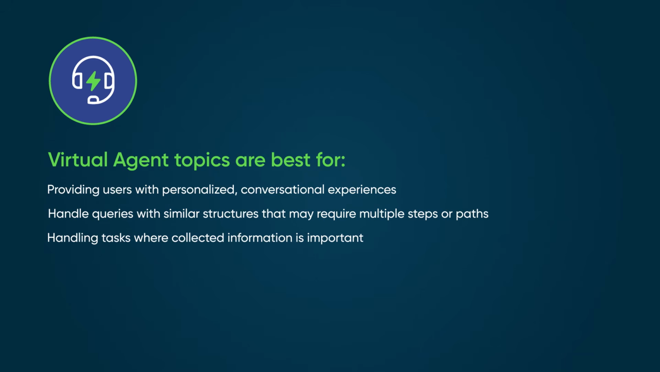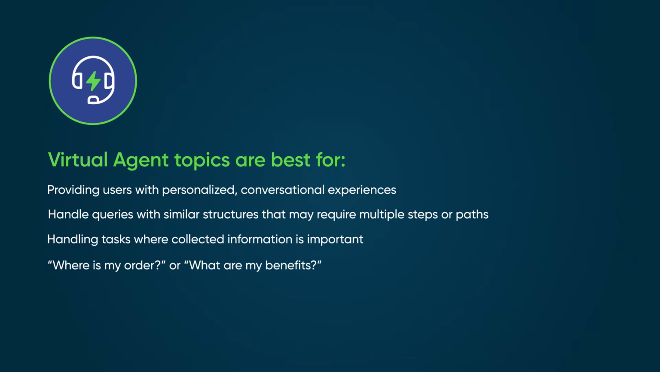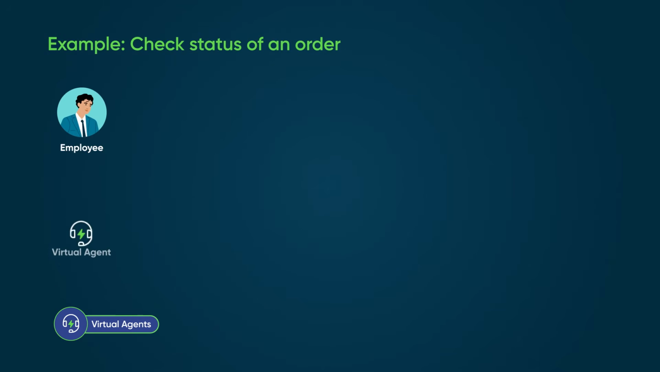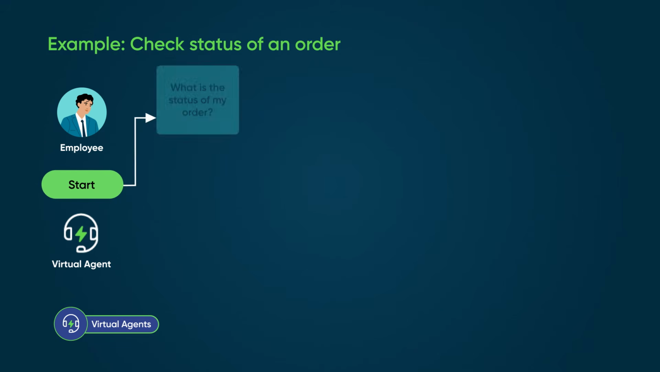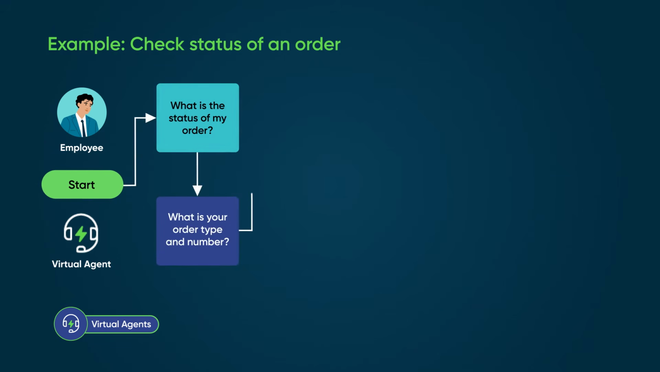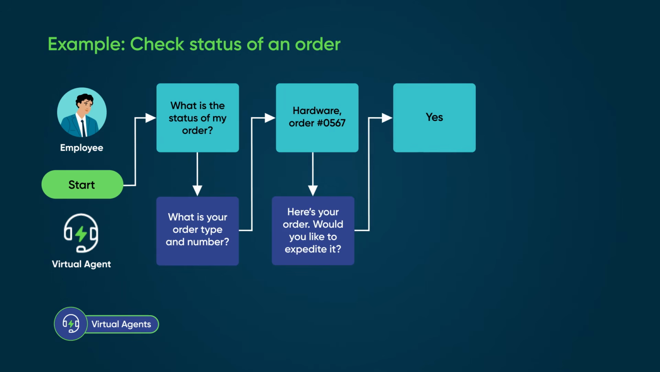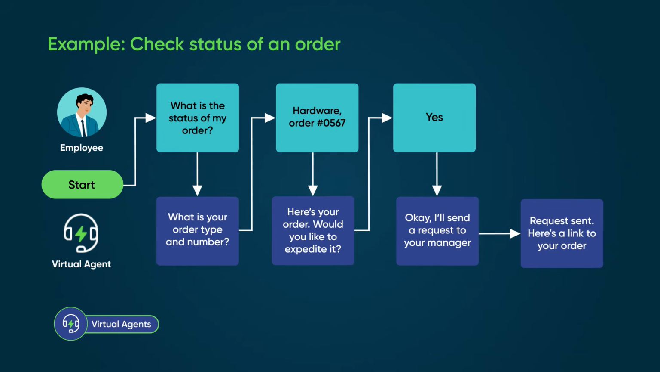They are good at handling tasks where information collected from the user is important, such as "Where is my order?" or "What are my benefits?" In this example, an employee engages with Virtual Agent to check the status of an order. The topic gathers information and asks the user for validation at each step. It also gives the employee the option to expedite the order, and if so, sends the approval to the employee's manager. Finally, it provides the employee with a link to the order so they can continue to track it.